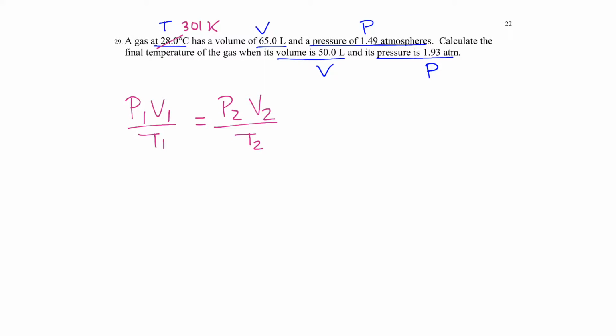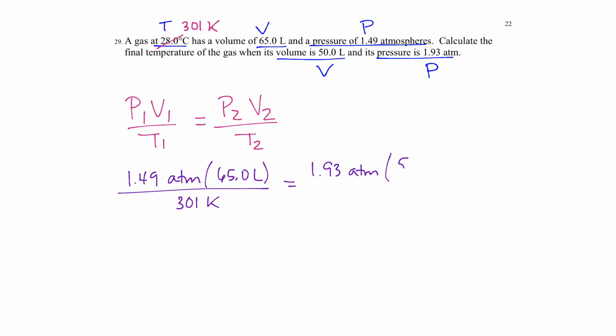We would do P1, alright, so P1 was 1.49 ATM, our volume was 65 liters, and the original temperature was 301 Kelvin. On the other side, P2 was 1.93 ATM, the second volume was 50 liters, and we were solving for this temperature in the bottom.